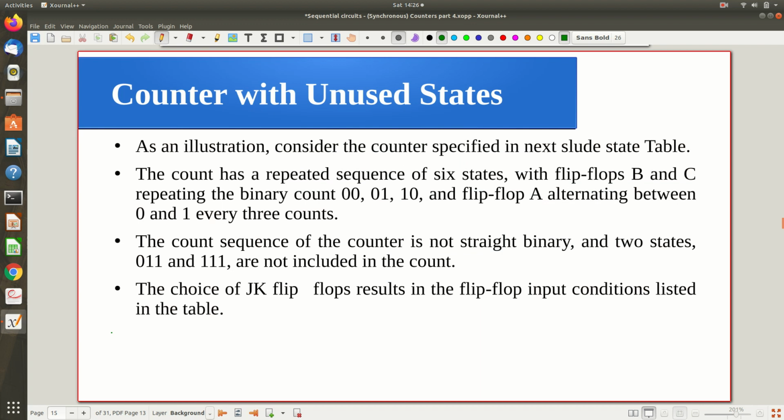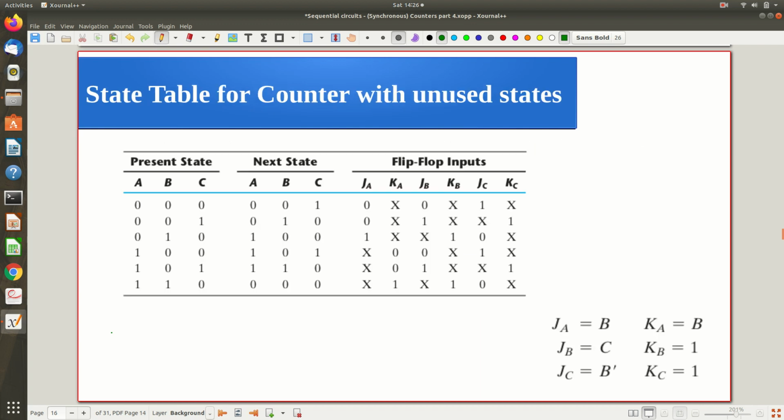So, counter with unused states as an example. See here, some state table is given with the count's present values. If you are observing, this is your 0, this is your 1, this is your 2. Now this 3 is missing. 0, 1, 1 is not there. See, the next combination is 4, right? Then it is 1, 0, 1, that is 5. Then 6 is there. Again 7 is missing.